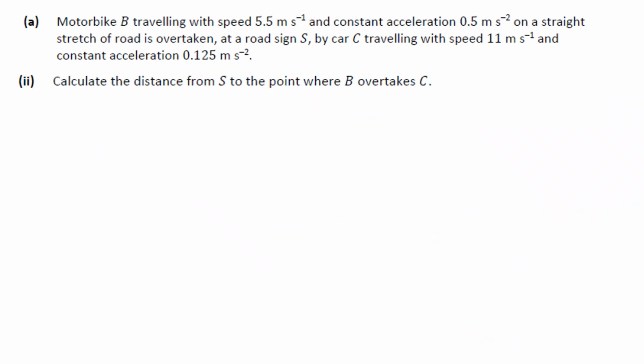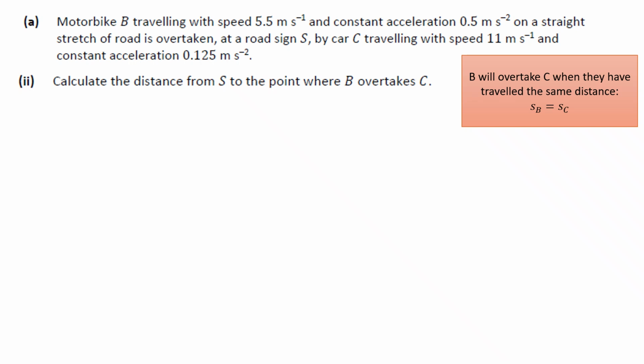So part 2 then says calculate the distance from S to the point where B overtakes C. So the car is overtaking the bike, and the car then gets a bit further away until it reaches that maximum distance, which we just worked out. Then the motorbike's going to start catching up on C until the point that it's actually going to overtake C again. So B will overtake C when they've traveled the same distance or displacement from that road sign S. So SB is equal to SC.